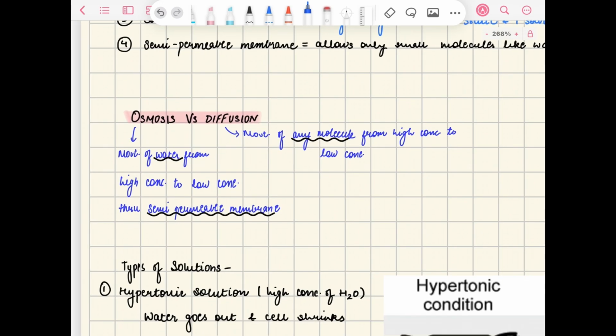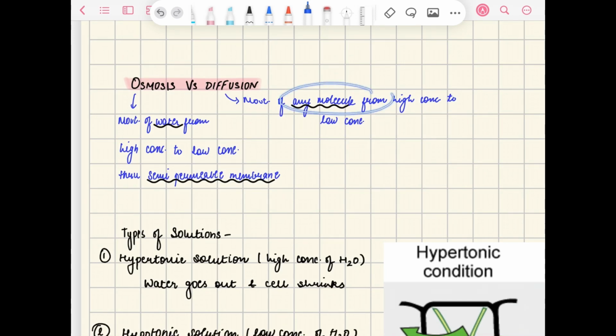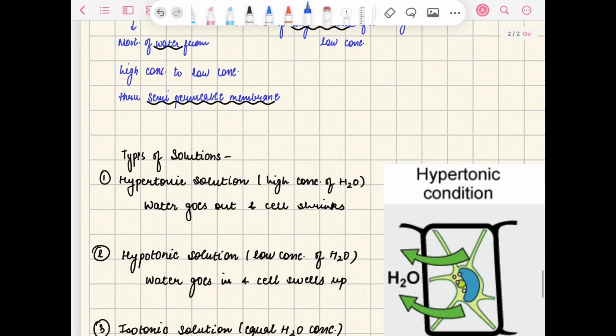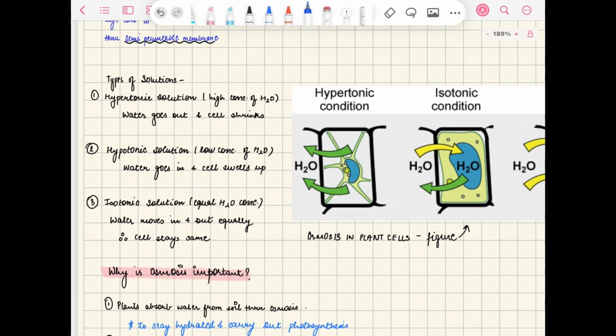And the points to note here are water in the case of osmosis and a semi-permeable membrane, whereas in diffusion, we can talk about any molecule. Okay. Now, if we move on to the next topic, which is types of solution.